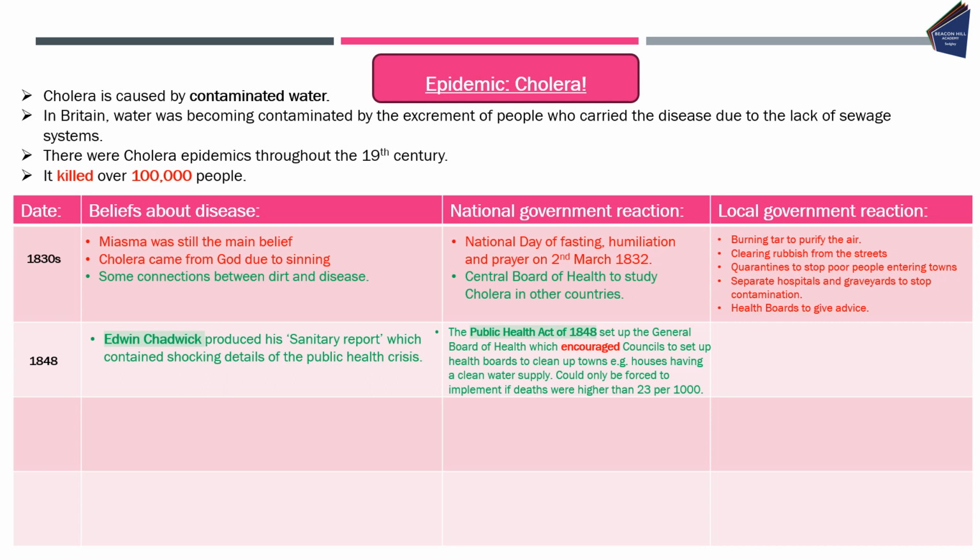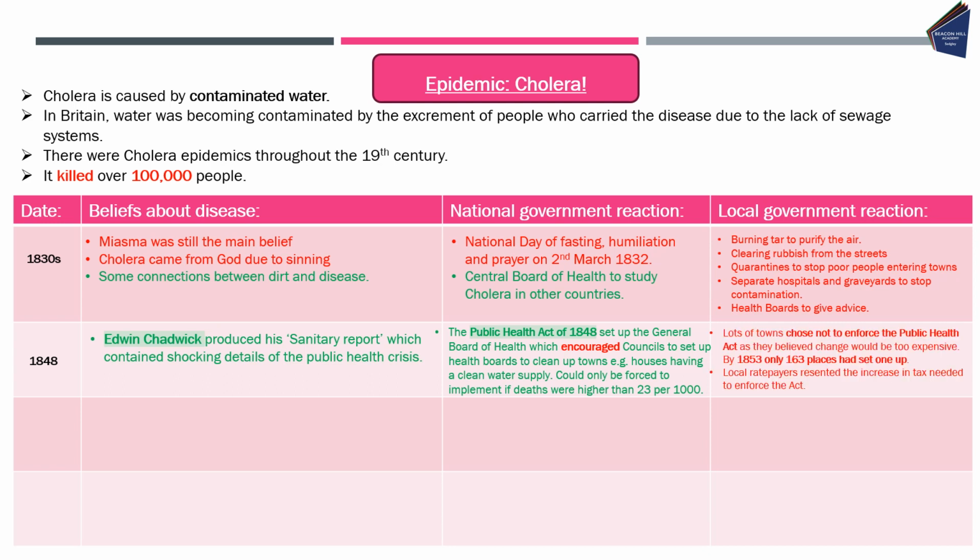But the towns could only be forced to do this if deaths in their area were higher than 23 per 1,000 people. So as a result of this, I've put the word encouraged in red because this is not a compulsory act, and therefore there is going to be a limited effect, which we can see from the local government reaction.